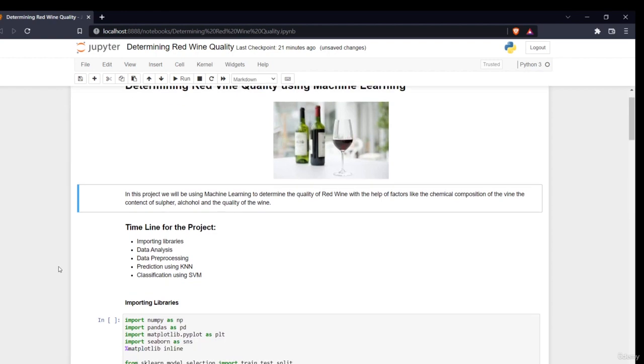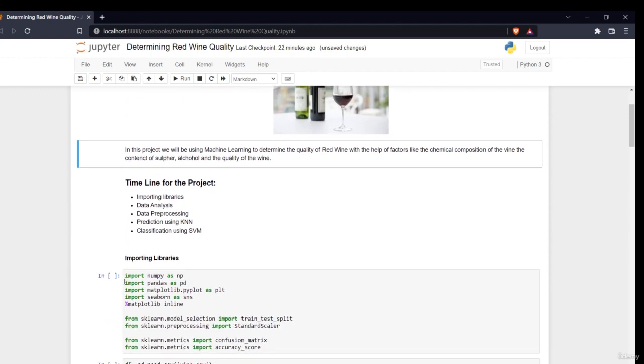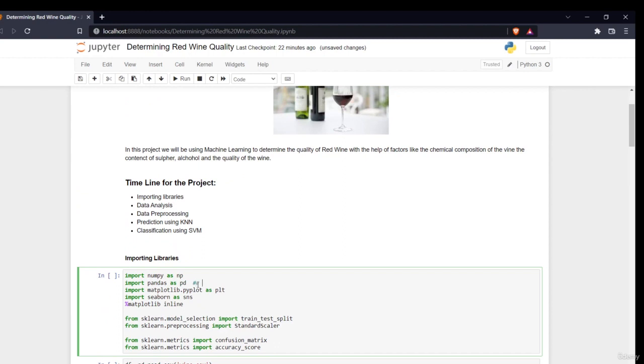So now the first thing is the libraries which we'll be using: NumPy and Pandas. These are for pre-processing and data analysis. And Matplotlib and Seaborn are basically for visualization, and this line keeps your figure in this notebook only.